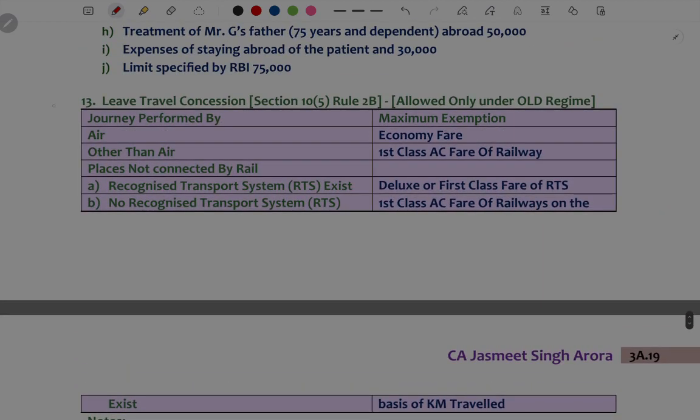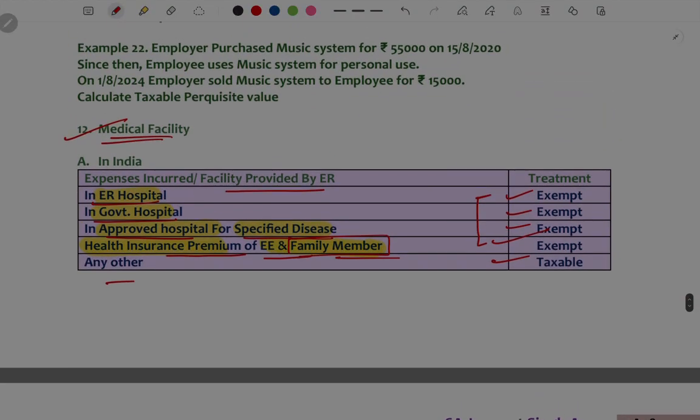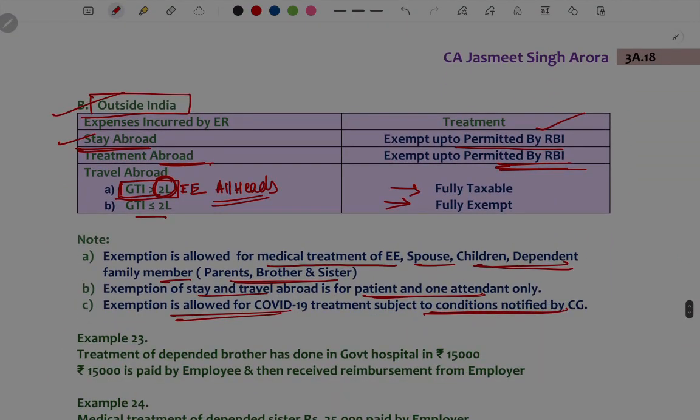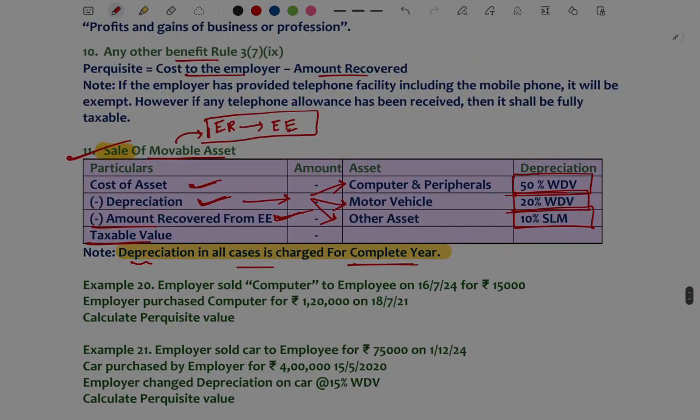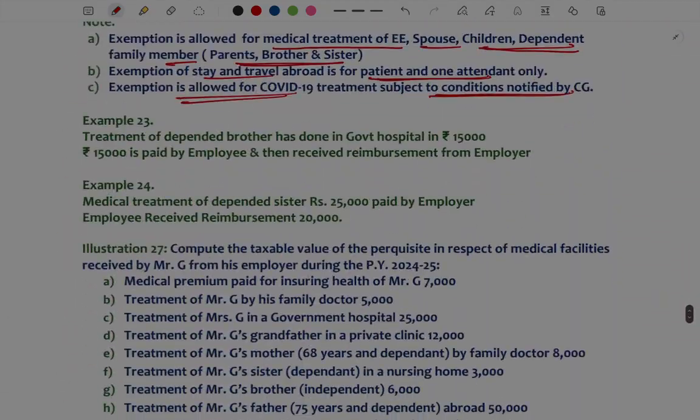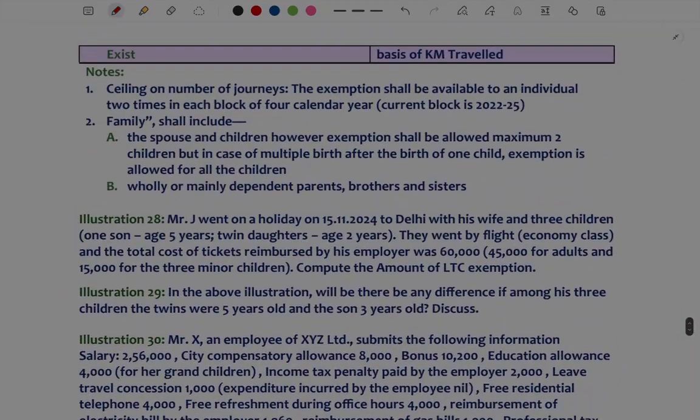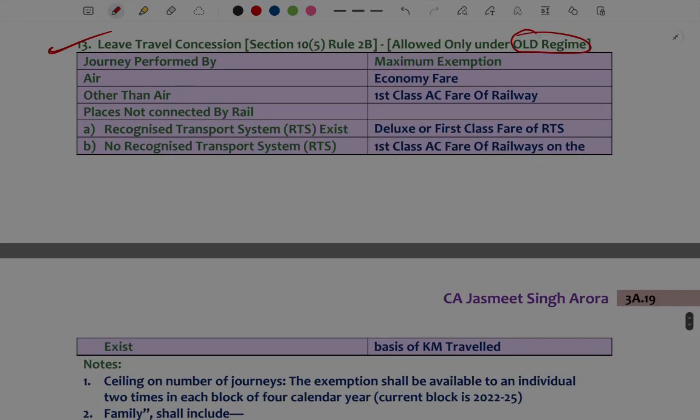It's not that important. Now, leave travel concession is available only under the old regime. The only perk I have seen till now that is only under the old regime is leave travel concession. Everything else is on both regimes, but this one is only under the old regime.